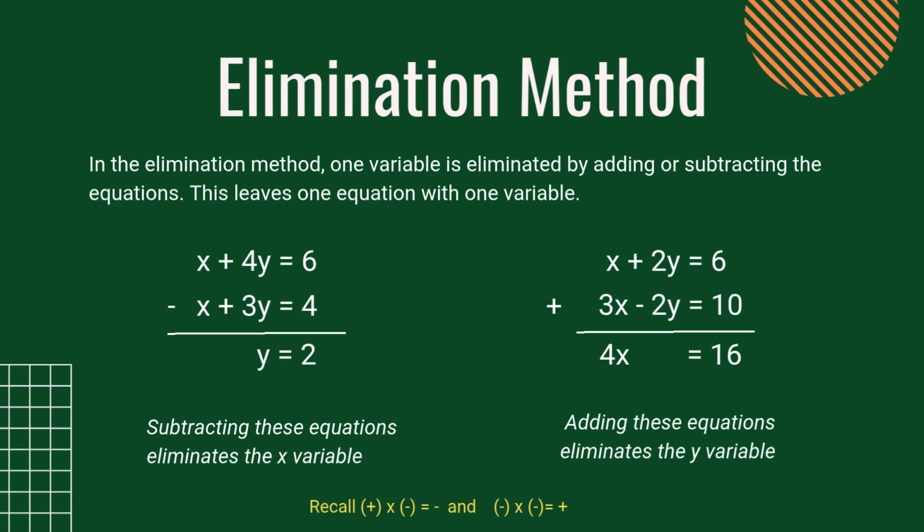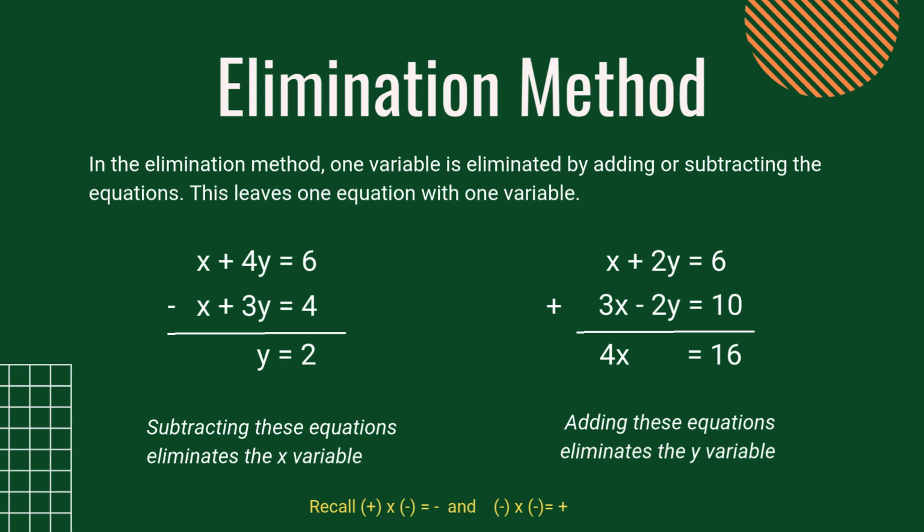Don't forget, the first thing you always have to do whenever you want to use the elimination method is to align your variables. Your x's will be together in a straight line, your y's will be together in a straight line, and then your numbers will be together on a straight line. So you don't go and subtract x from y. If you do that, you will get the wrong answer.